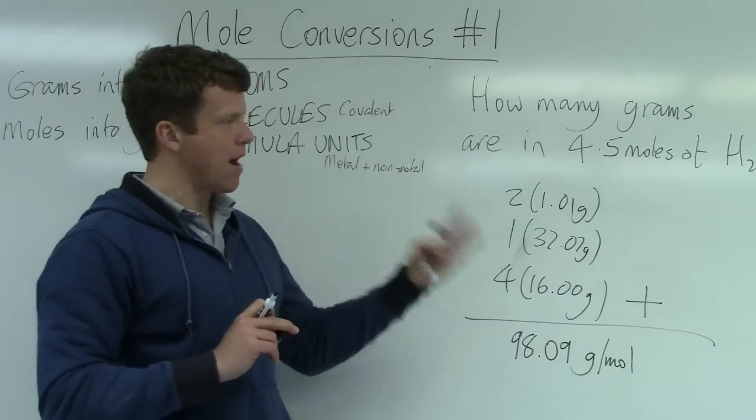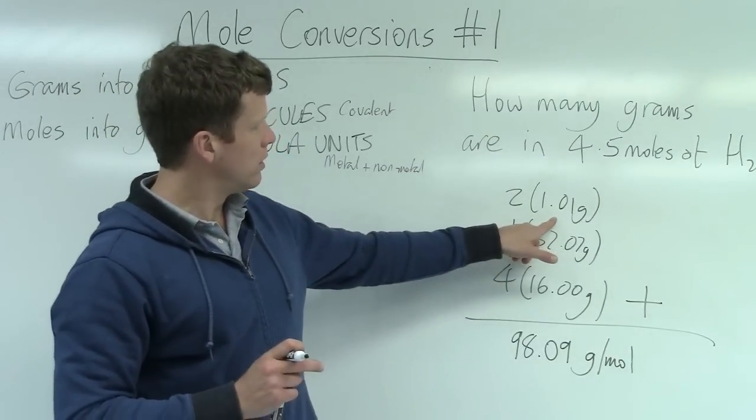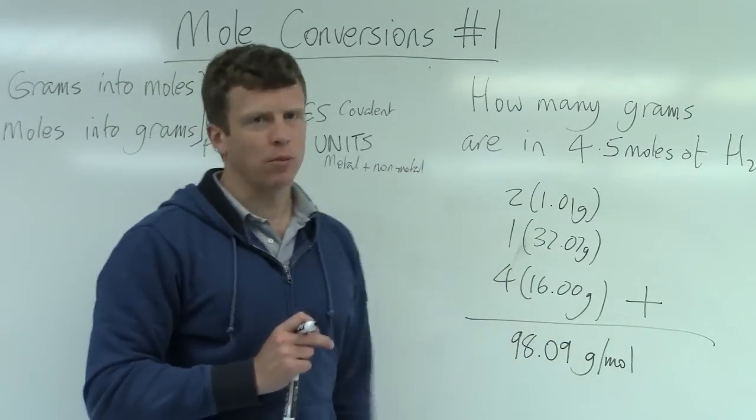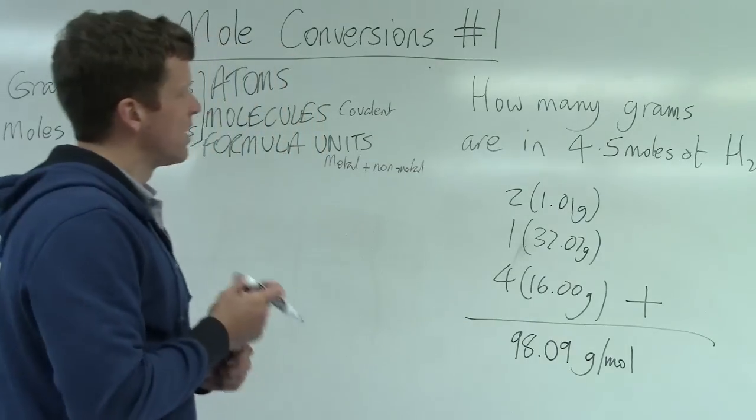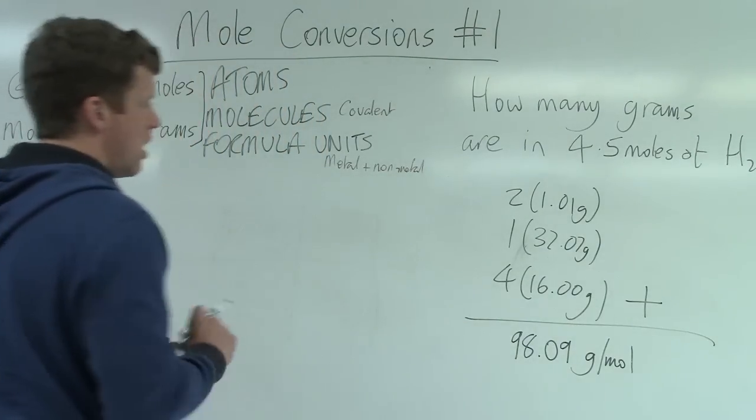Probably the idea of rounding might bring up some questions, but I'd go to 2 decimal places just as a default, just to make life easy. But 98.09 is detailed enough.